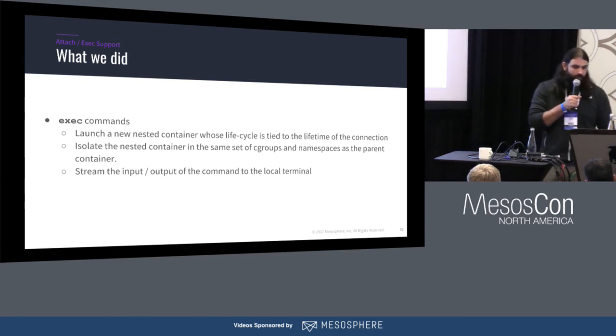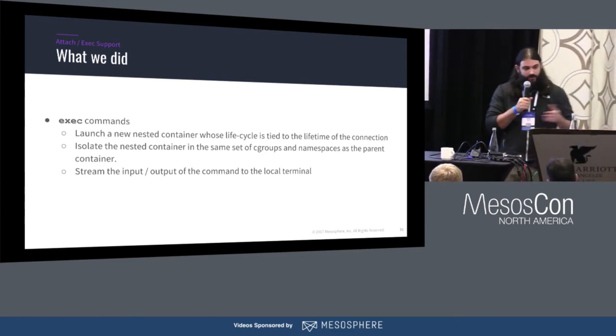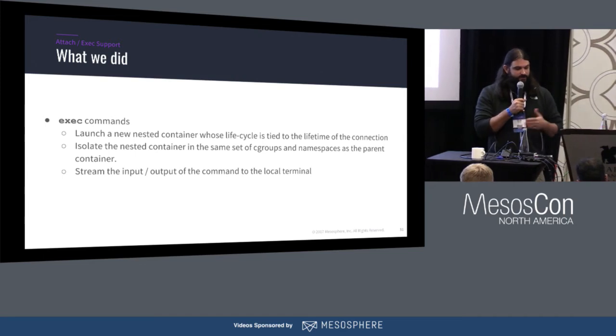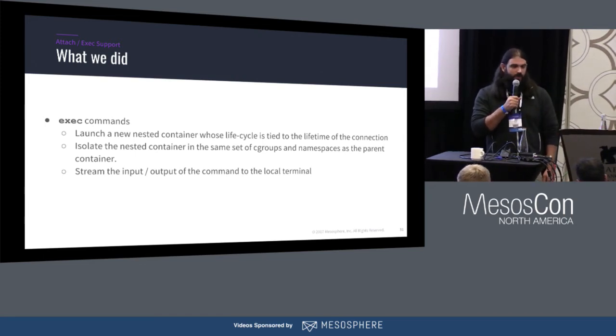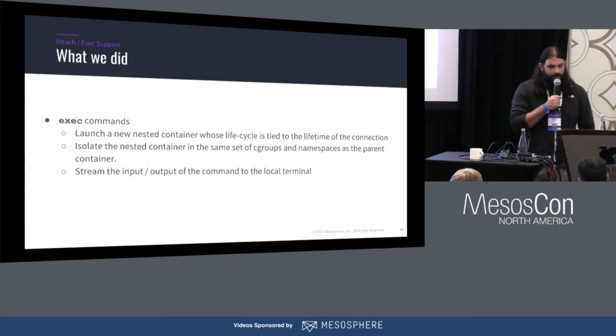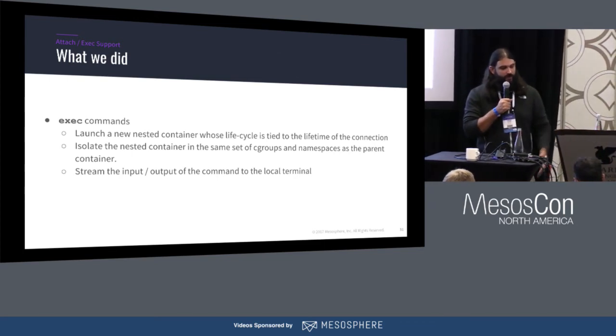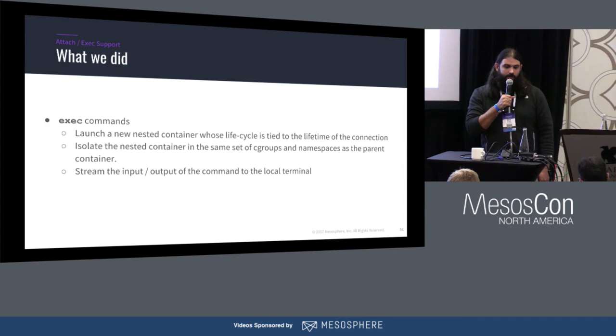When this process is launched inside there, we isolate the nested container inside the same set of C groups and namespaces as the parent container. So, you know, logically, all you're doing is launching a new process inside the container. But what you really need to do to make this robust and usable is launch a separate container that just happens to have all the same C groups and namespaces as the original container, right? And then once you have that, we just stream the input and output of the command back to the local terminal. And we use HTTP, so it's all streaming HTTP. There's not a TCP connection that we set up, which makes it a lot more flexible to be able to use from a UI, from your CLI, from everything, because there's nice tools you can do just around the HTTP.